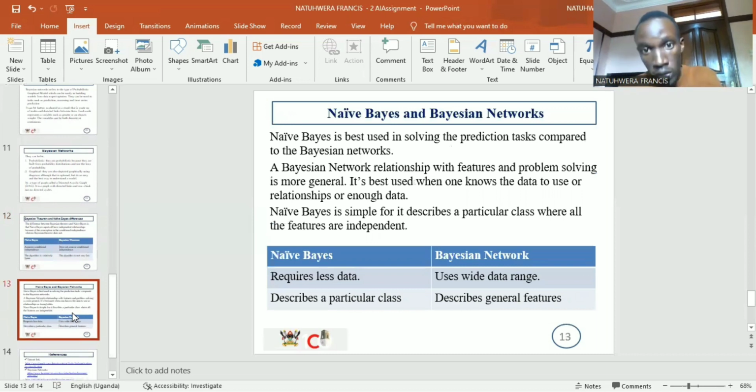Then the difference between naive Bayes and the Bayesian networks. Naive Bayes requires less data. It is more of a particular thing. It requires less data compared to the Bayesian network, which requires a wide range of data. Naive Bayes describes a particular class, whereas the Bayesian network is more of a general thing. It covers a wide view of the problem.